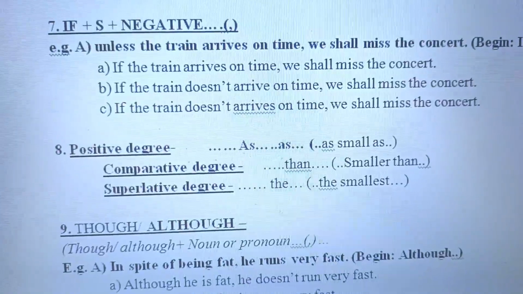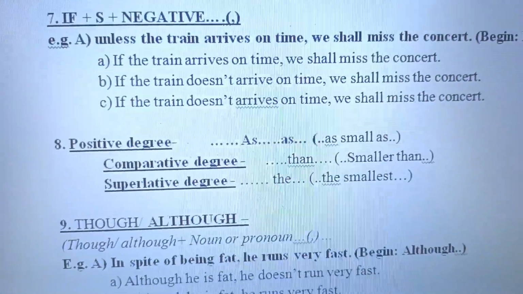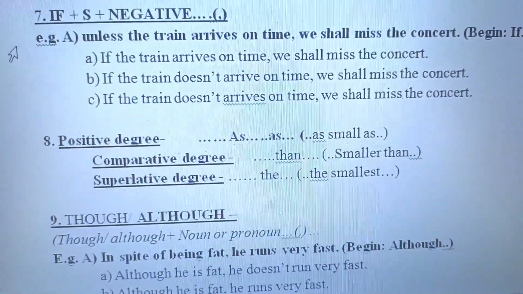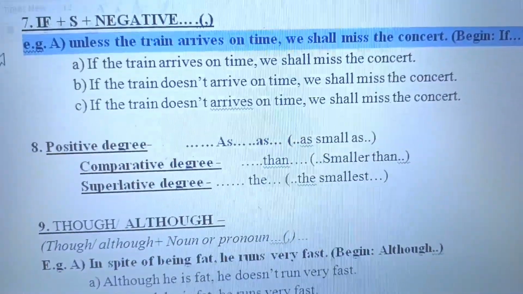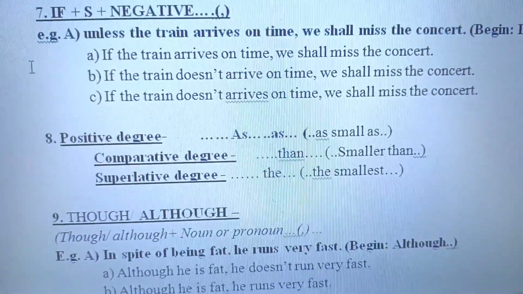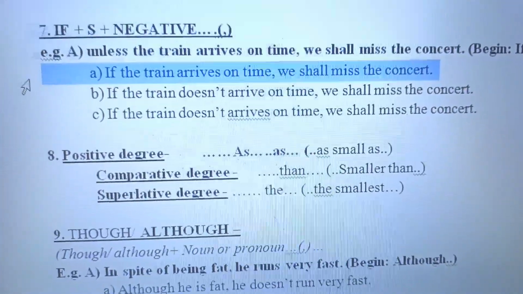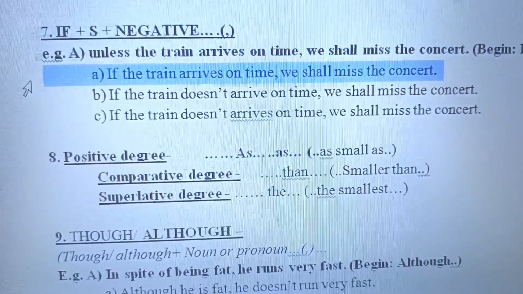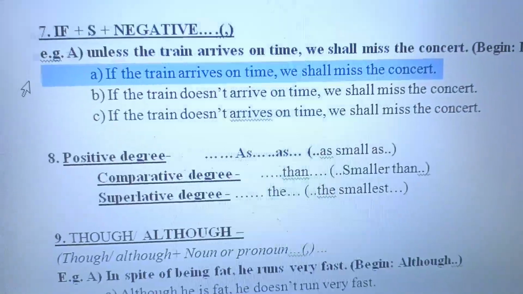So remember, if, then followed by a subject, and then there should be a negative sentence. So let's try to understand through this example. Unless the train arrives on time, comma, we shall miss the concert. And here you have to begin the sentence with if. So let's see the options. Option A, if the train arrives on time, we shall miss the concert. So here if is there, the subject, the train, is there, but the negative sentence is not there. So this sentence is not correct.